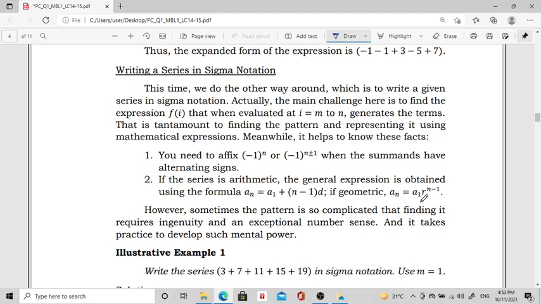So, alam nyo ba na, patalastas, commercial tayo. Alam nyo ba na this is my favorite formula sa lahat ng formula sa mathematics? Because I can use the expressions here, the elements here, para masulat ko yung complete name. I mean, yung first name ko. So, this is my favorite formula. Share ko lang.